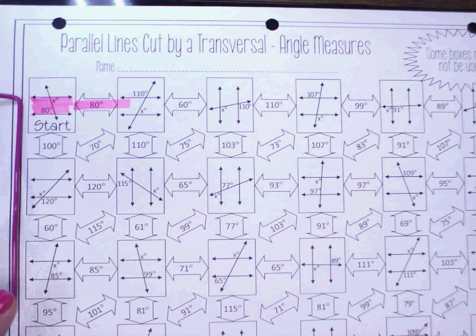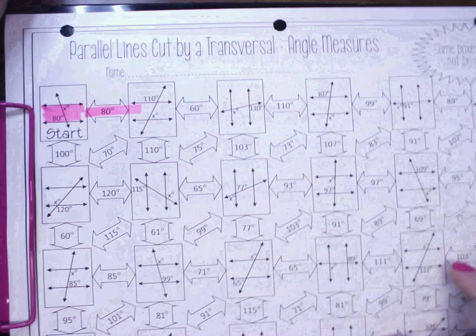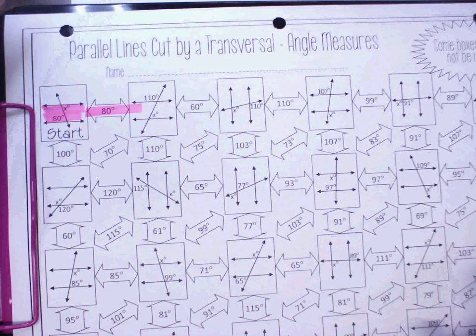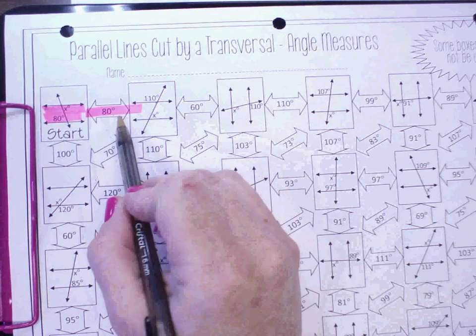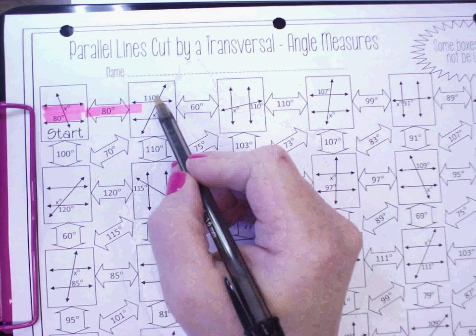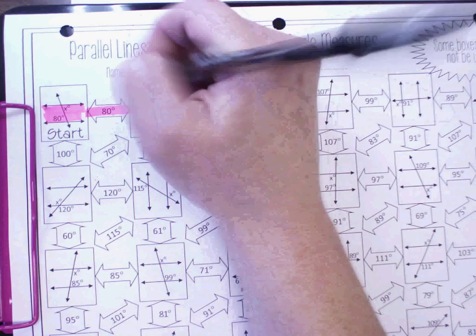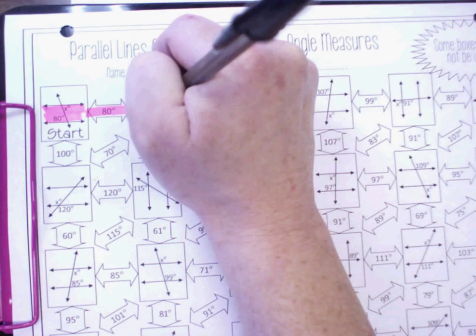So this is 100 and this was 80. So you go this way, right? That is vertical with this one, which means those two are supplementary. So it's not 110. It's 70.